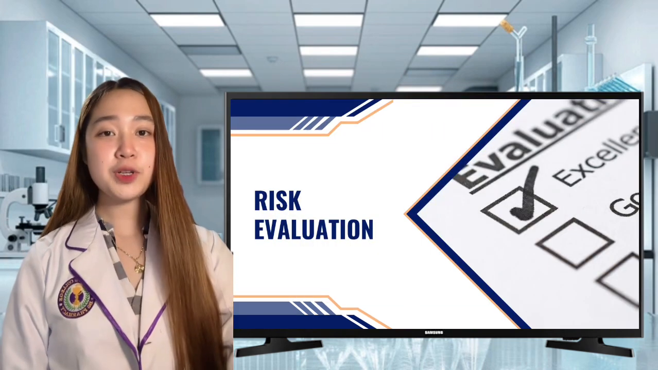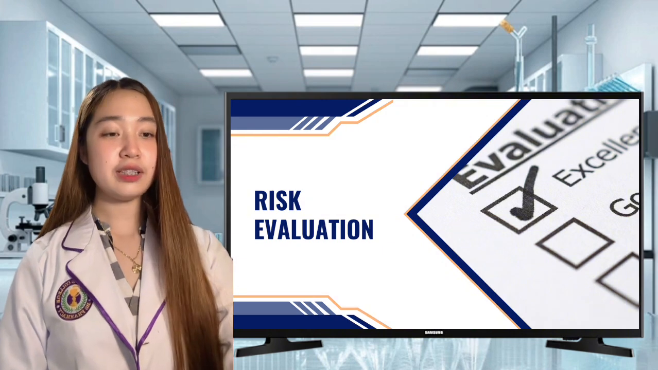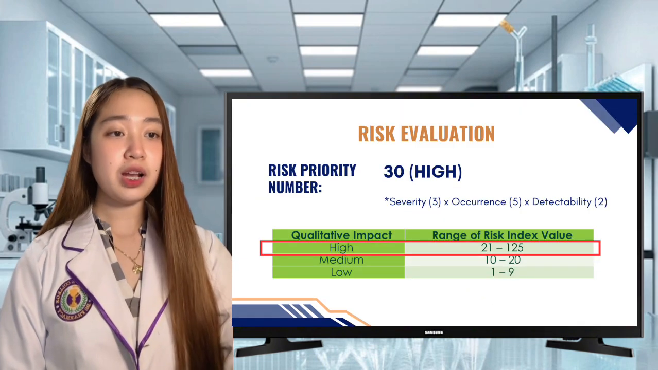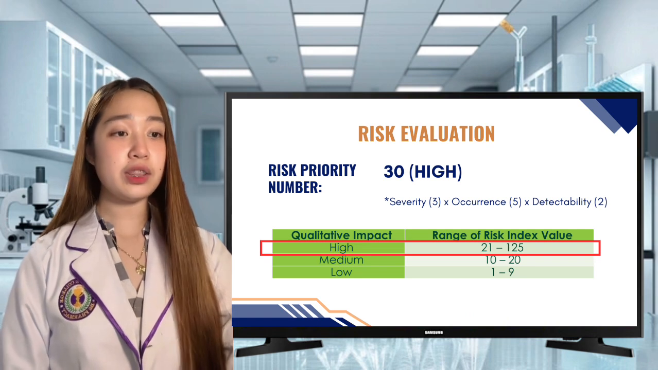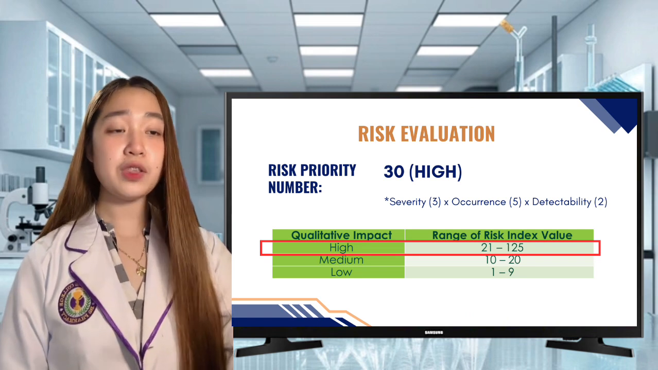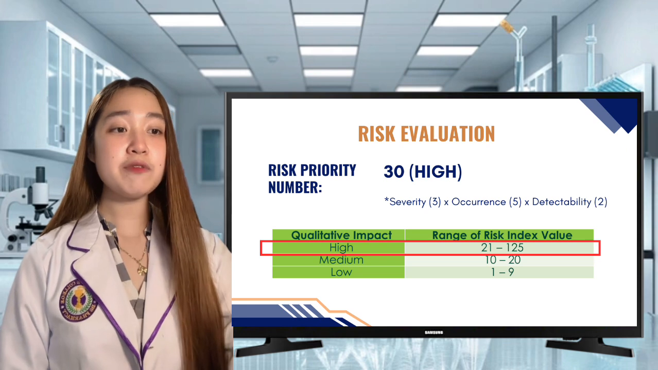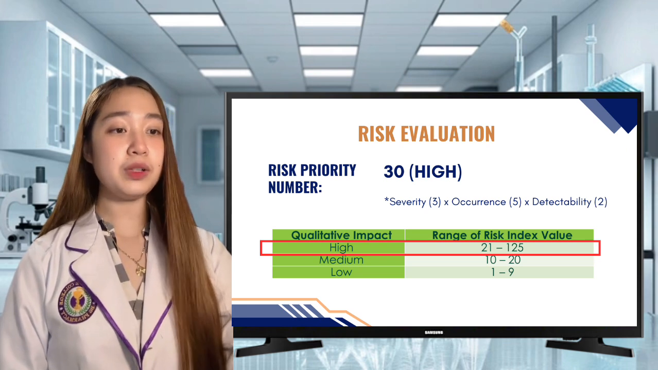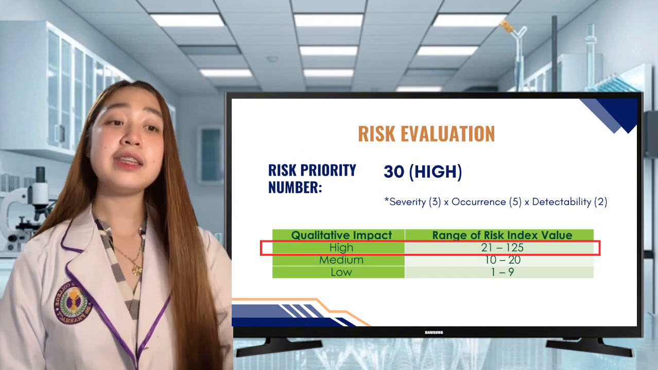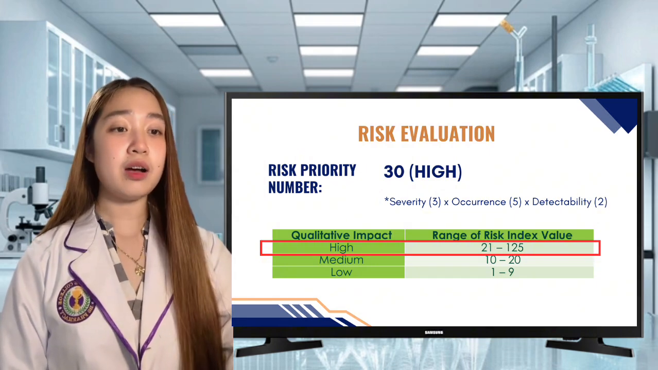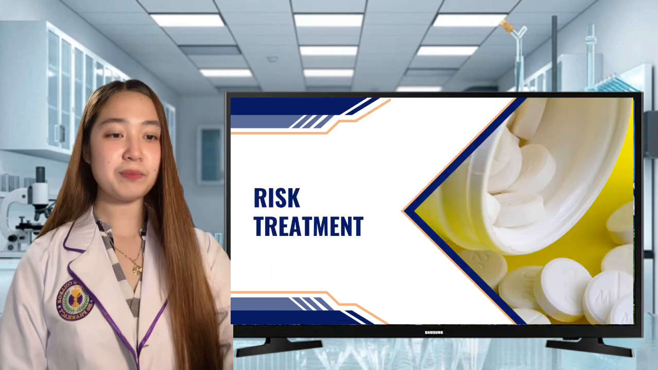And now I'm going to proceed with the risk evaluation. The risk priority number under risk evaluation resulted in 30, which is under the category high. So how did we get 30? We multiply the severity, occurrence, and detectability. So 3 times 5 times 2 is 30. And the table below shows the basis of our findings.